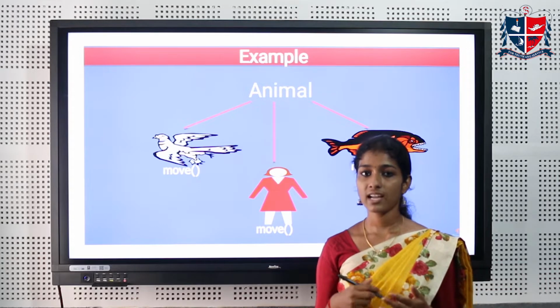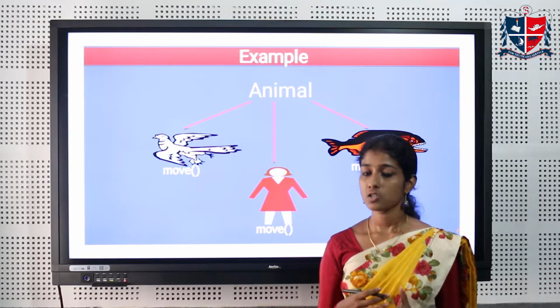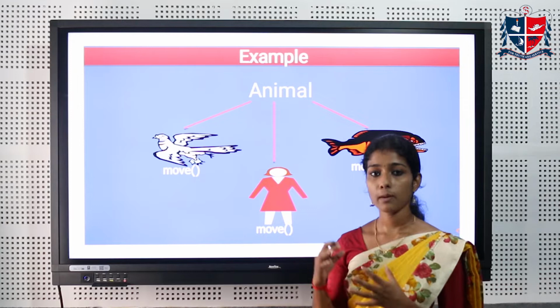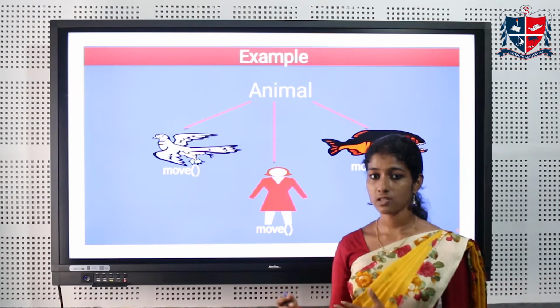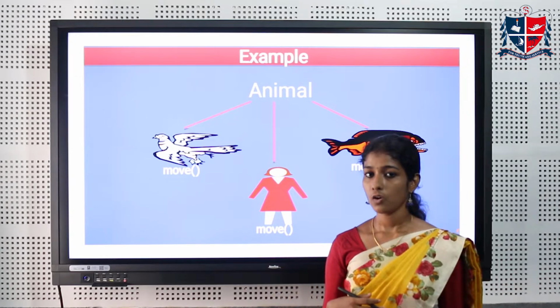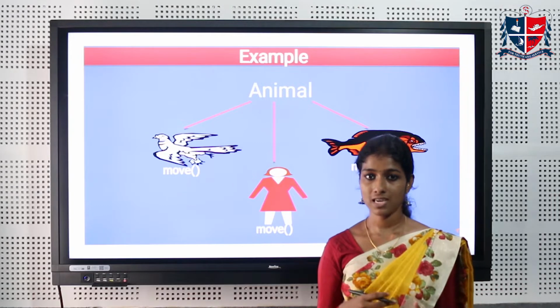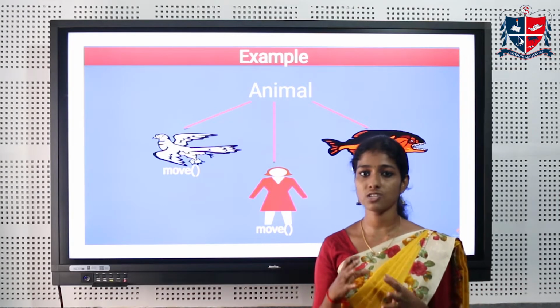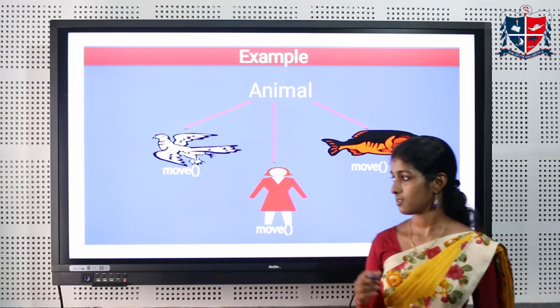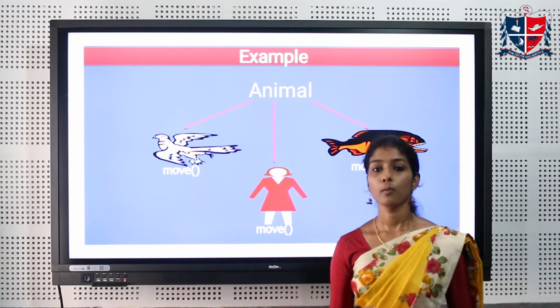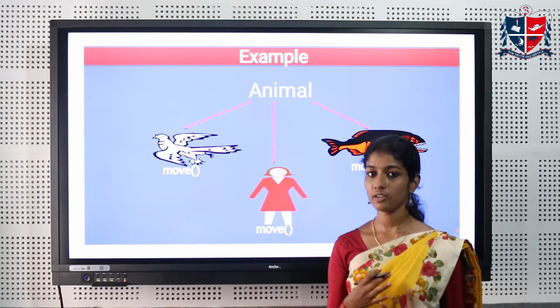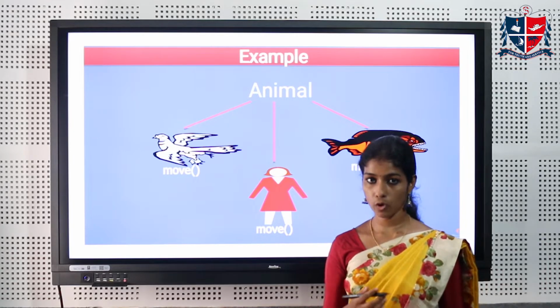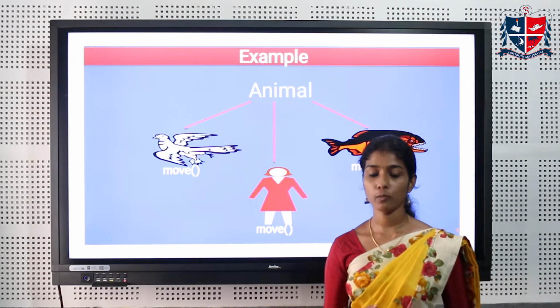So when we consider a function movement, we know that all are performing the same function, movement, but in a different way. Okay, so this is what polymorphism is. That is, a single name but different implementations, or a single function but different implementations. So polymorphism comes under different types, that is compile time polymorphism and runtime polymorphism.